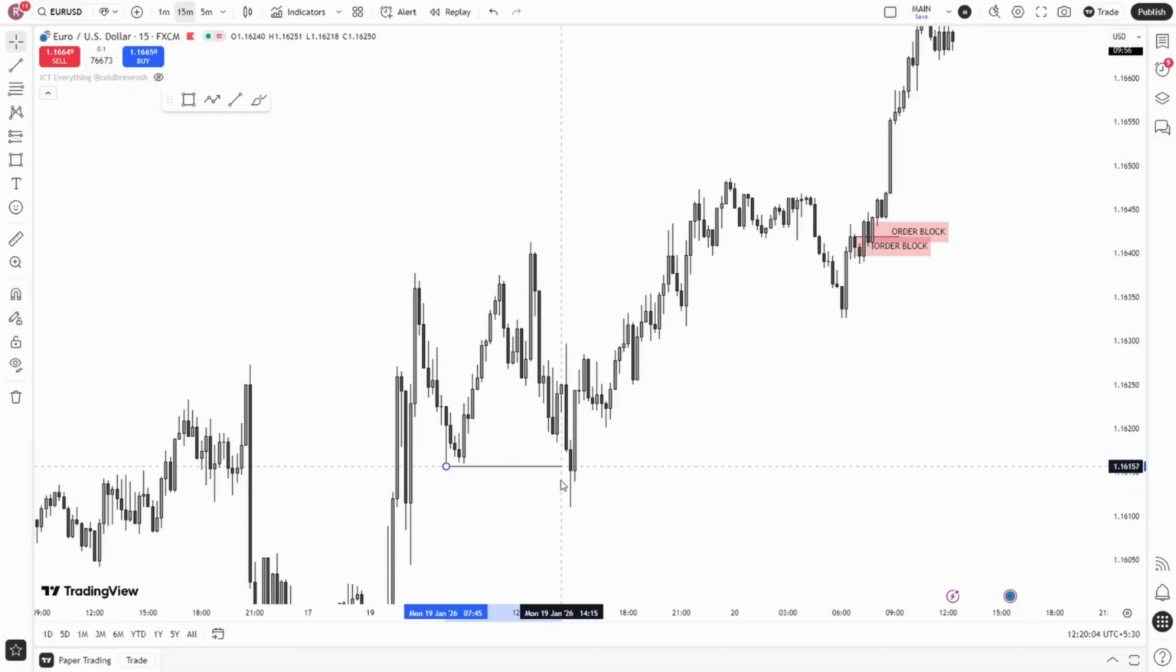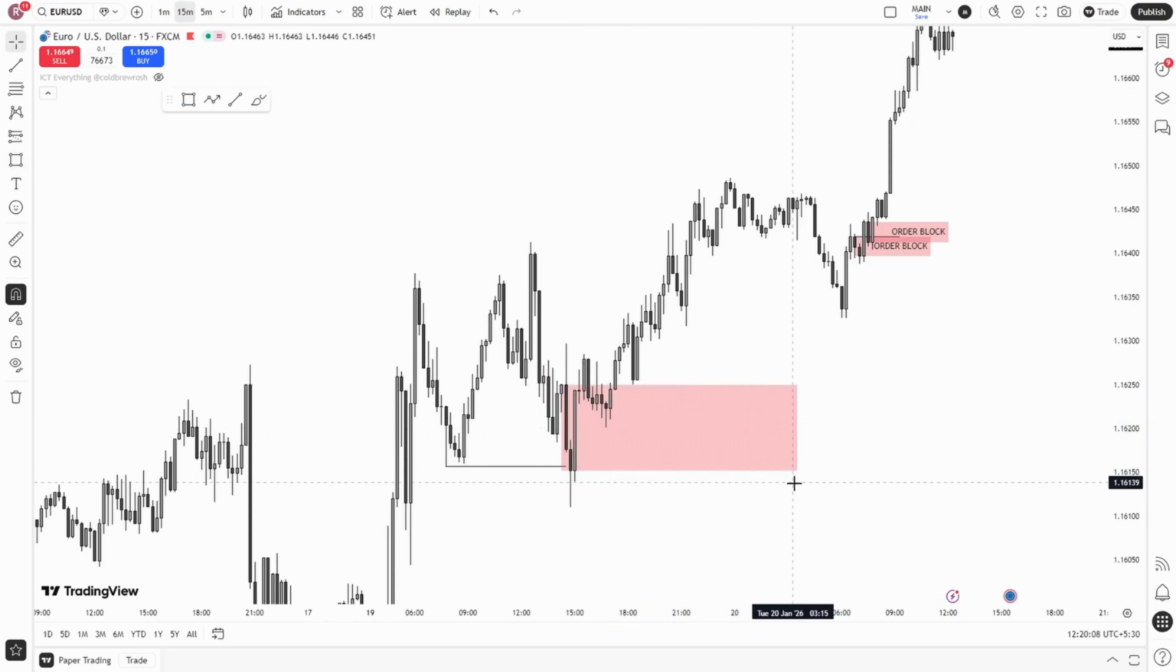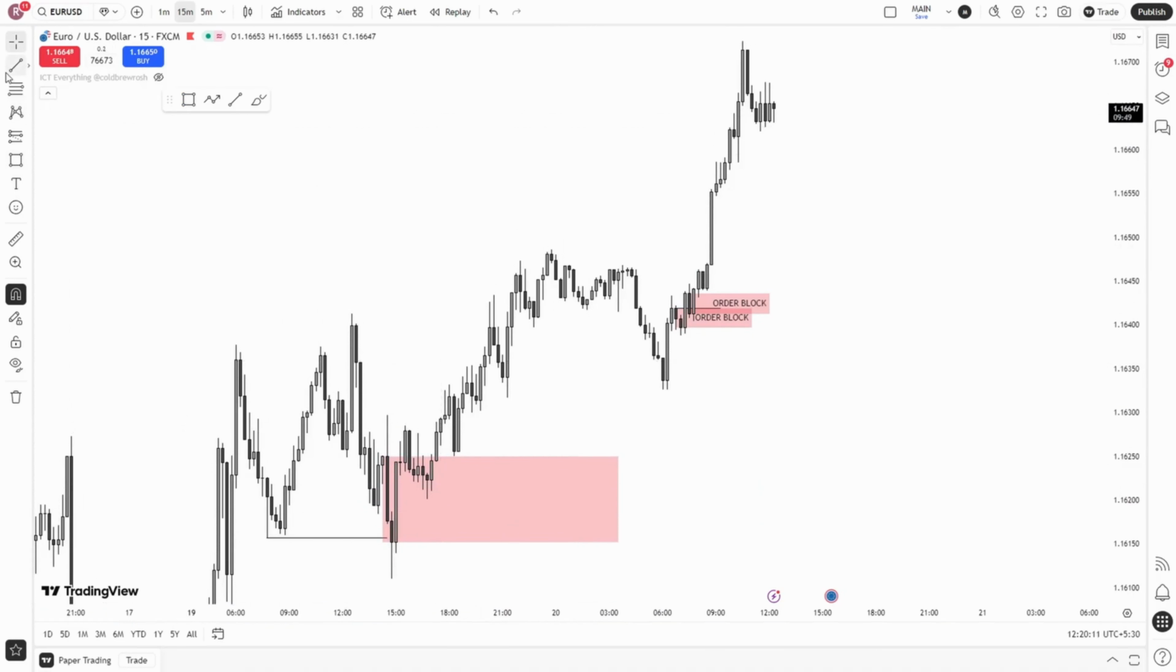If this still feels complicated, here's the simplest way to understand it. Wherever you see a clear change in the state of delivery, there will be an order block at that candle.